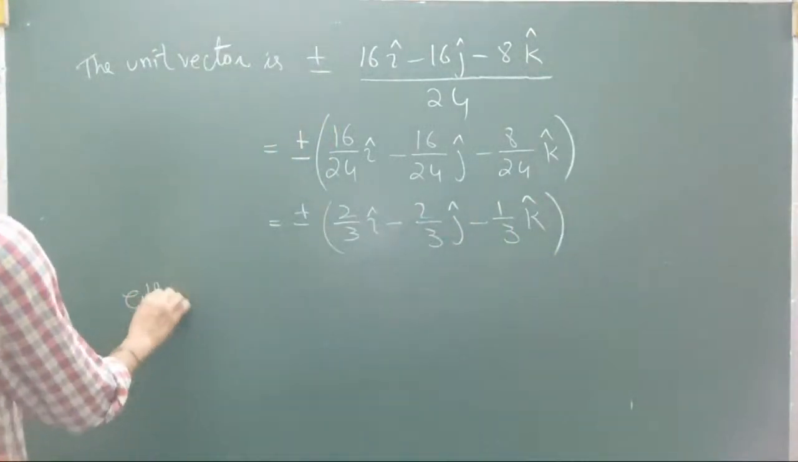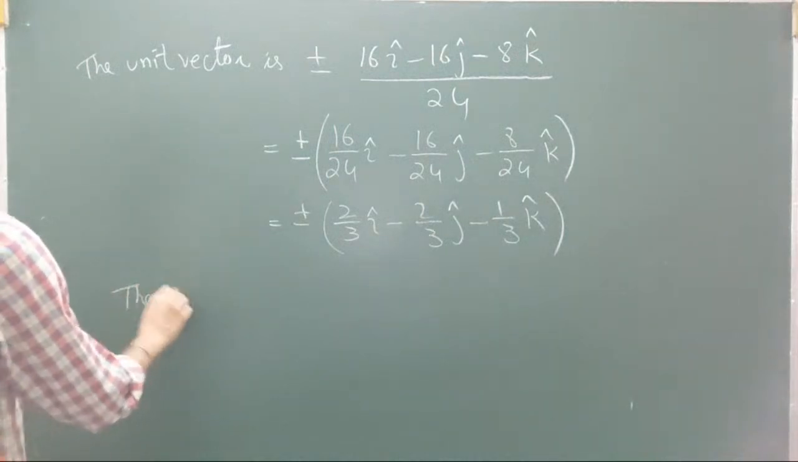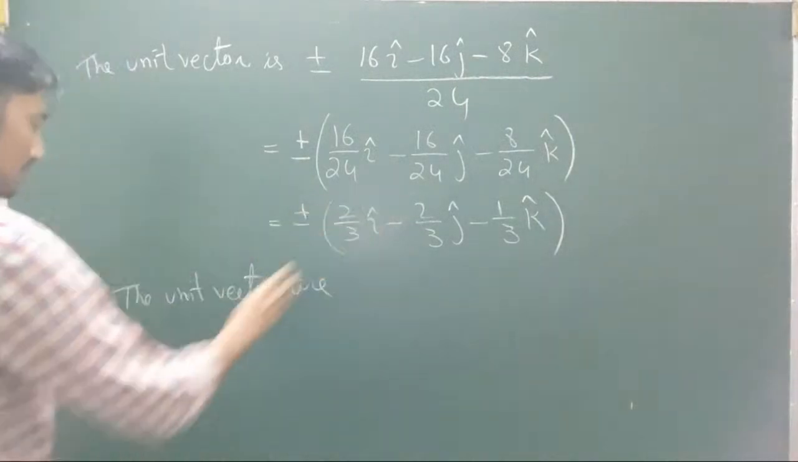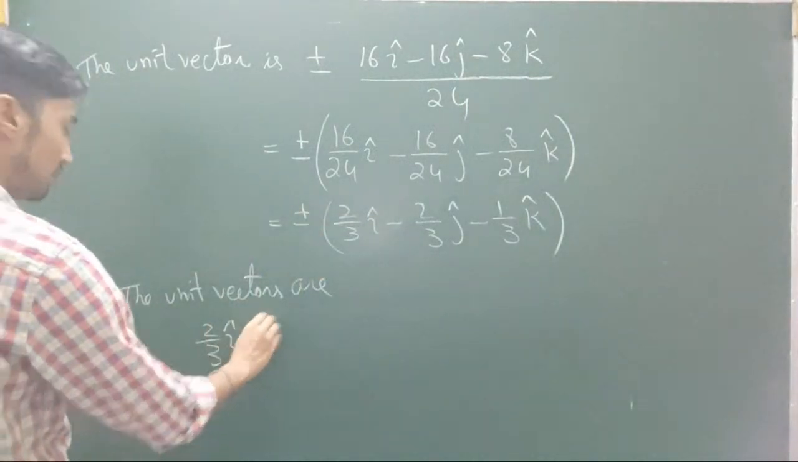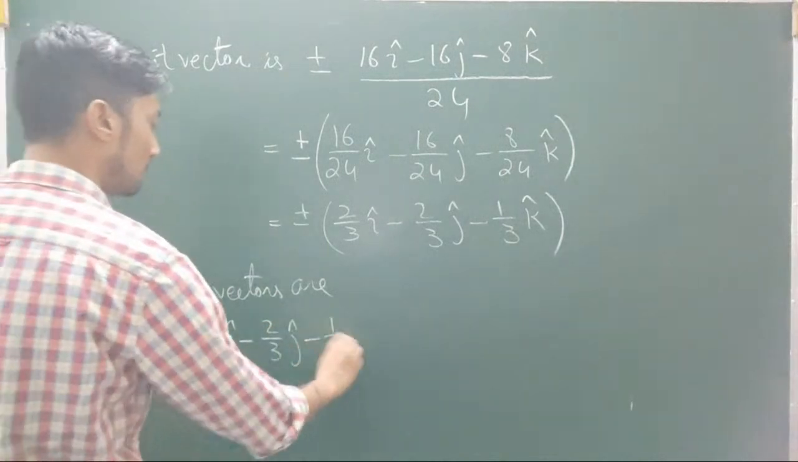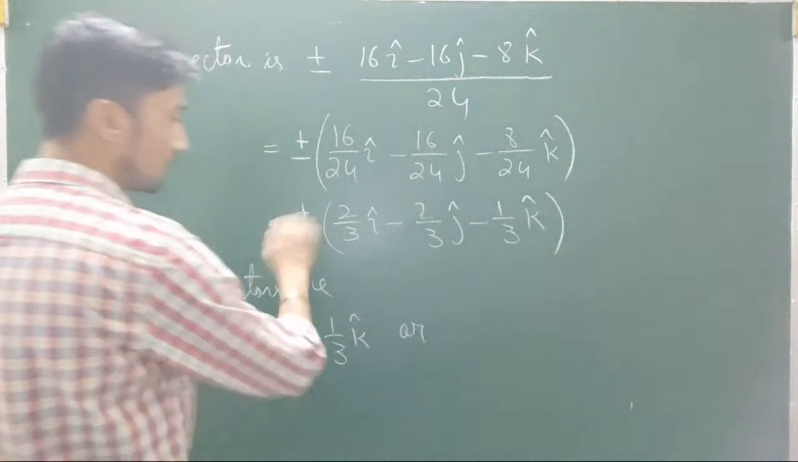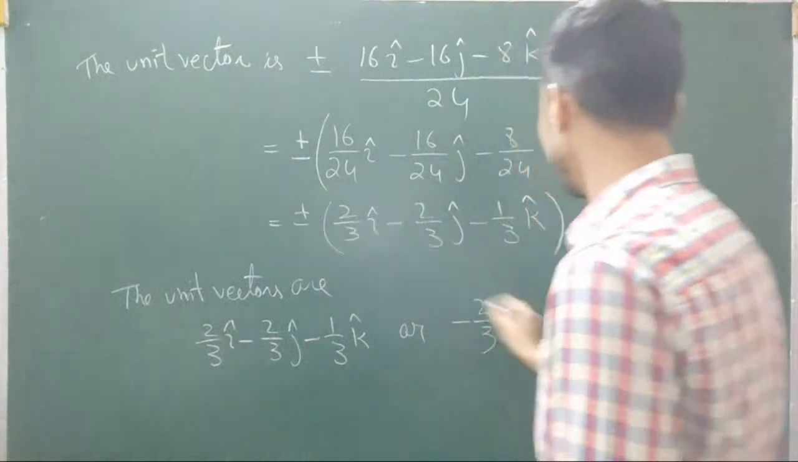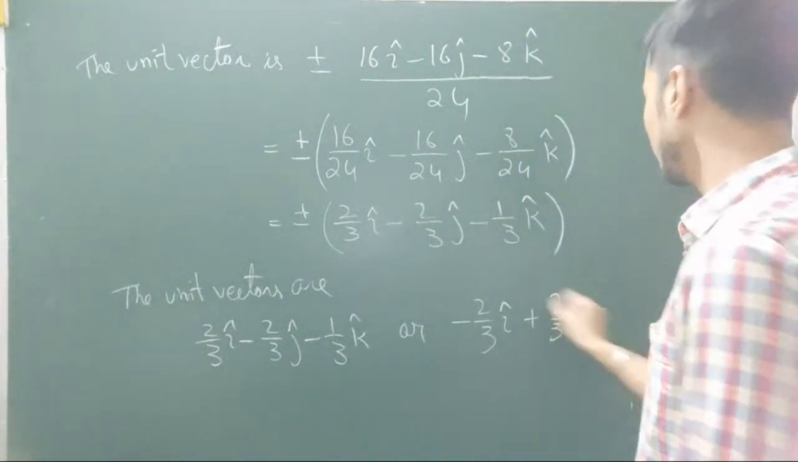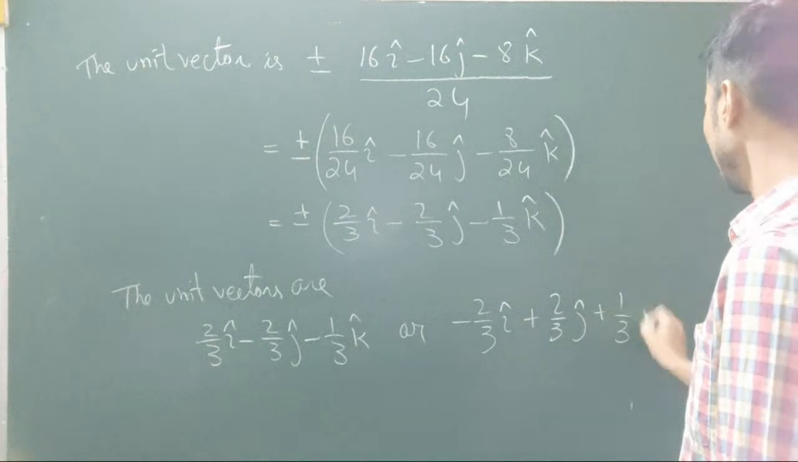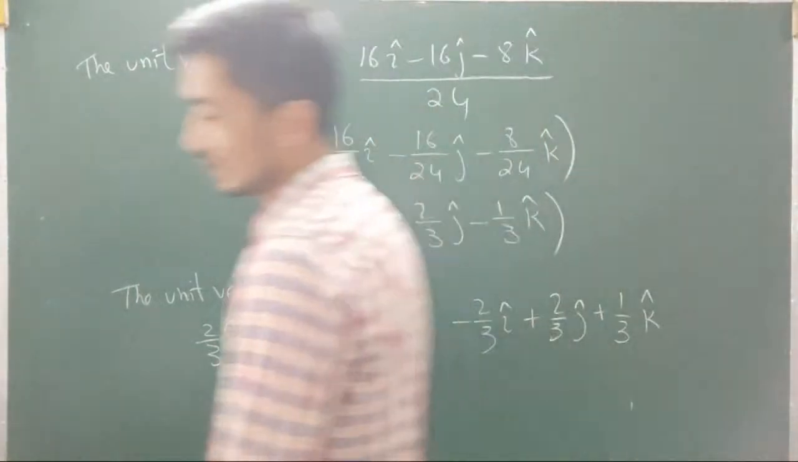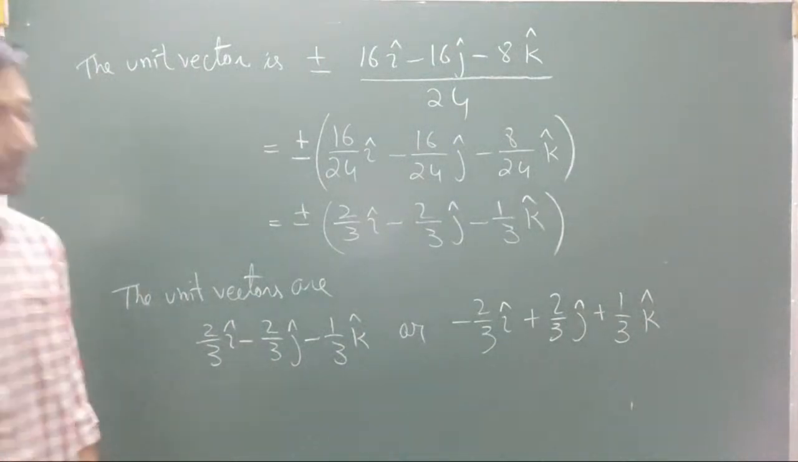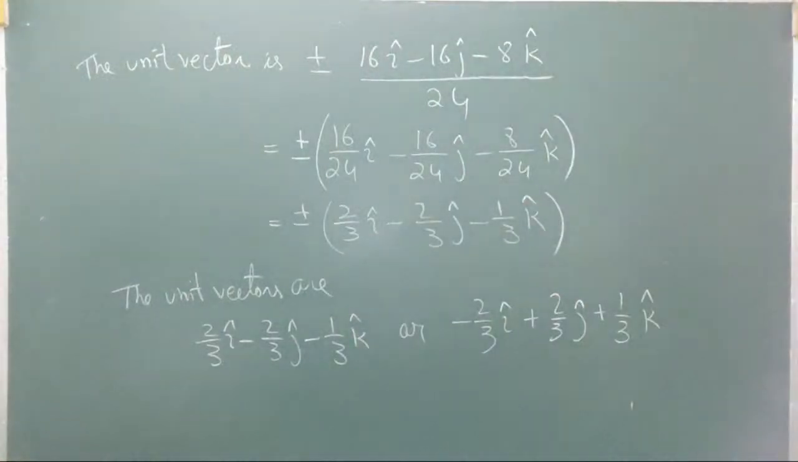So the unit vectors are, if we go for plus, 2 by 3 i minus 2 by 3 j minus 1 by 3 k, or if you go for minus, minus 2 by 3 i plus 2 by 3 j plus 1 by 3 k. You can also write like this. In the textbook it's given in a slightly different format, only the format is different, the answer is the same. So you can just write like that also, no problem.